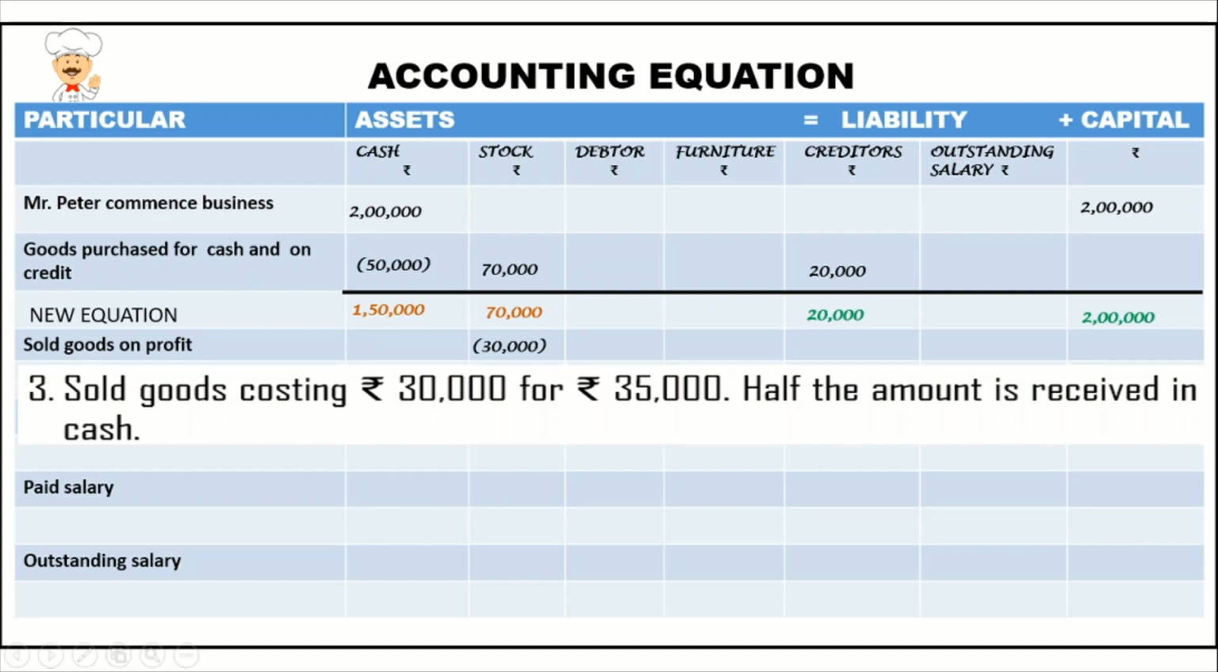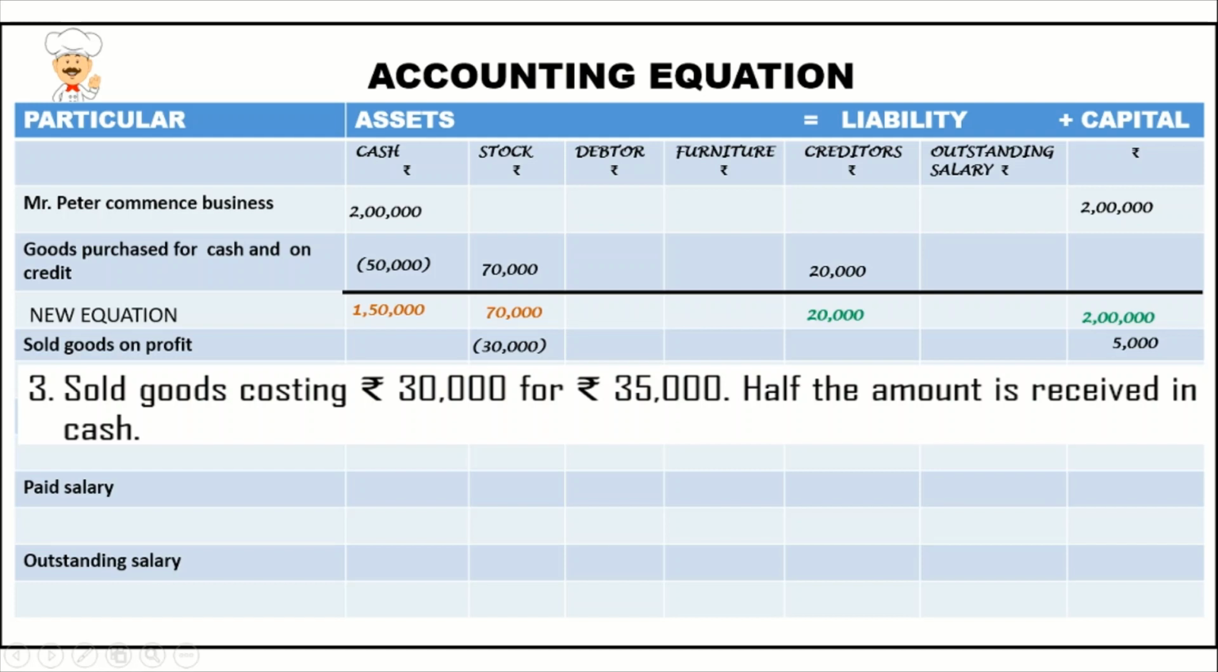Now 30,000 cost stock is sold for 35,000. So there is a profit of 5,000. As I explained, the profit will be enjoyed by the proprietor, so it will be added to his capital account. So 5,000 added to capital.